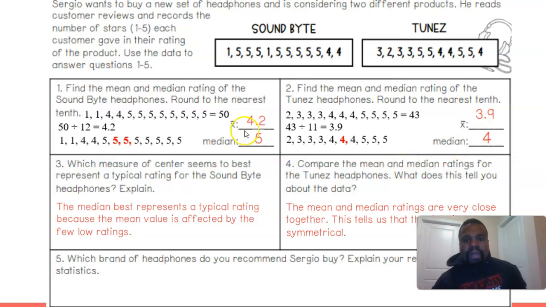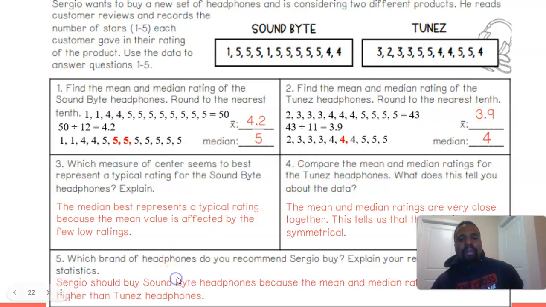So it's a higher rating for the mean for Soundbite than Tunes, and it's a higher rating for the median for Soundbite than Tunes. So it's recommended that Sergio should get Soundbite because Soundbite has the higher mean and median ratings than Tunes headphones.